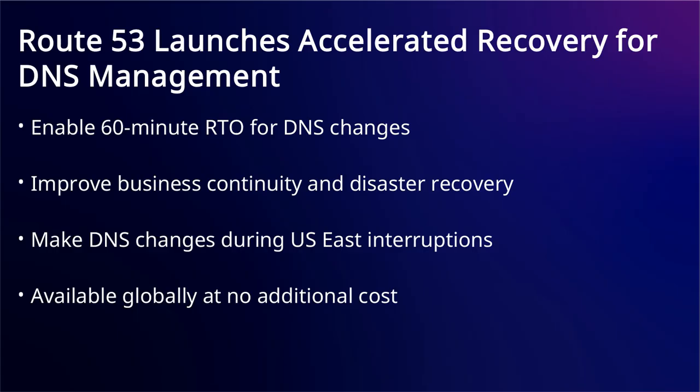Previously, AWS customers couldn't modify DNS records if U.S. East, North Virginia, services were unavailable, impacting deployments and operations. Route 53's new accelerated recovery feature solves this by targeting a 60-minute recovery time objective for DNS changes in public-hosted zones. You can enable this option to make DNS changes within an hour of service interruptions, improving business continuity.